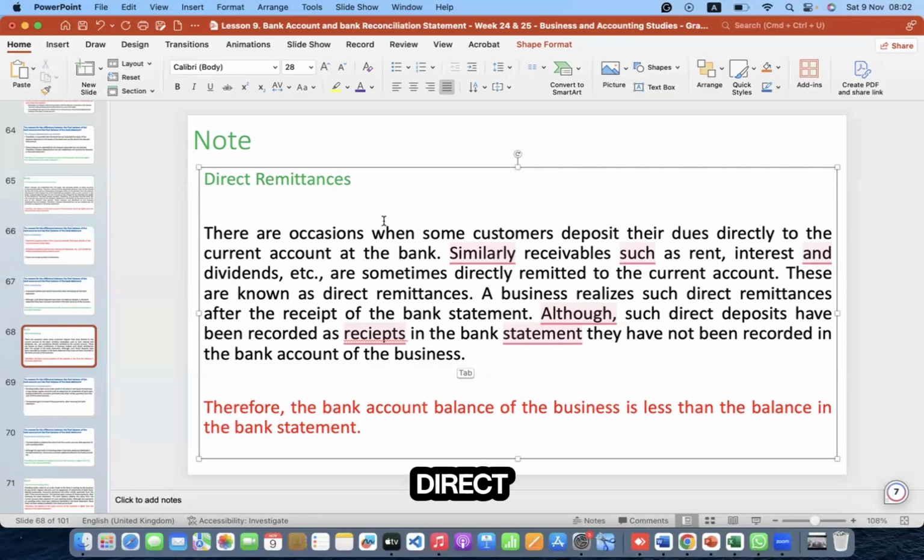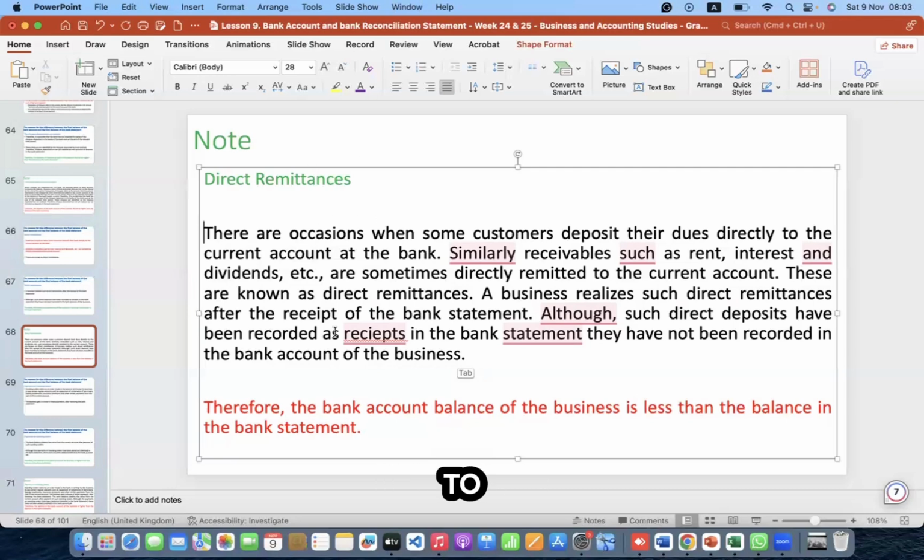Although such direct deposits have been recorded as receipts in the bank statement, they have not been recorded in the bank account of the business. Because you don't know when it came, how much came, or what it was. You can only find out after the bank statement comes. Therefore, the bank account balance of the business is less than the balance in the bank statement.